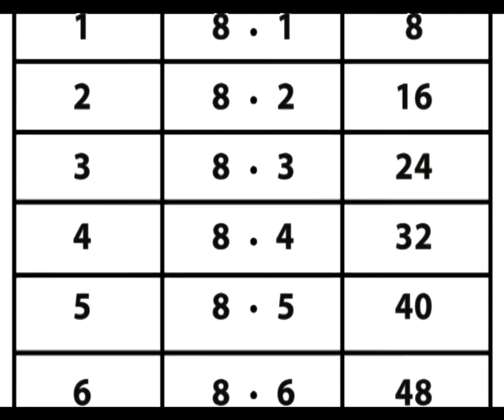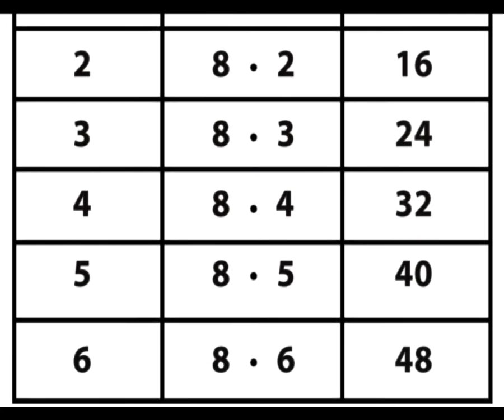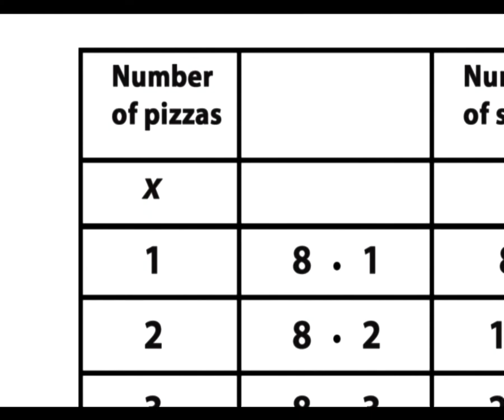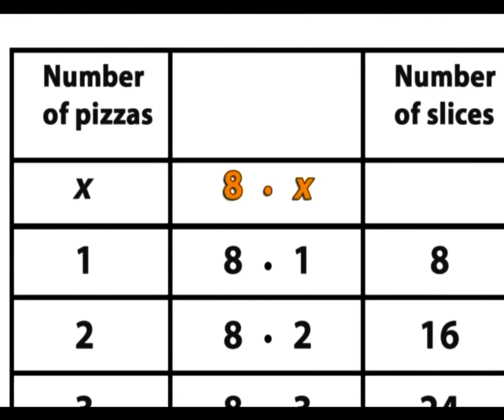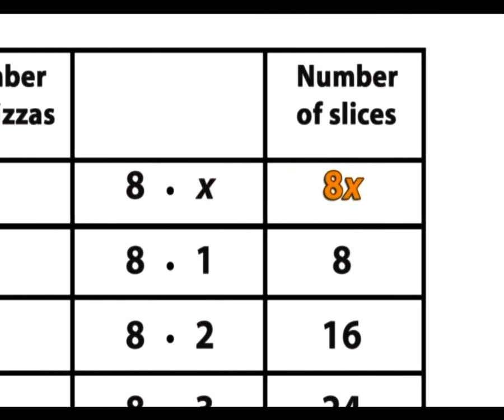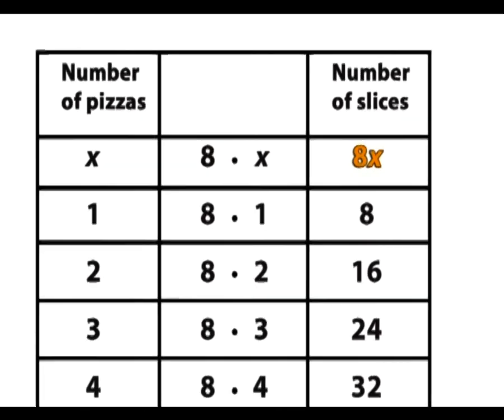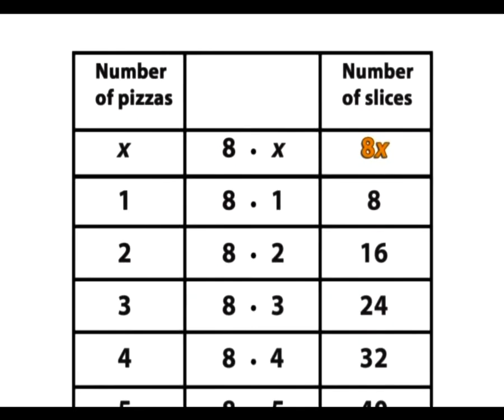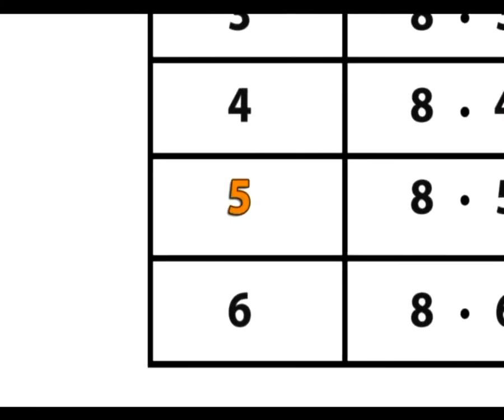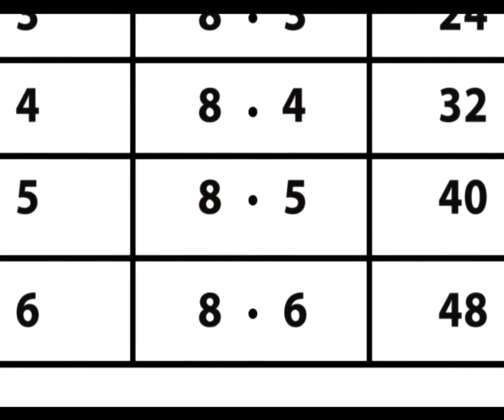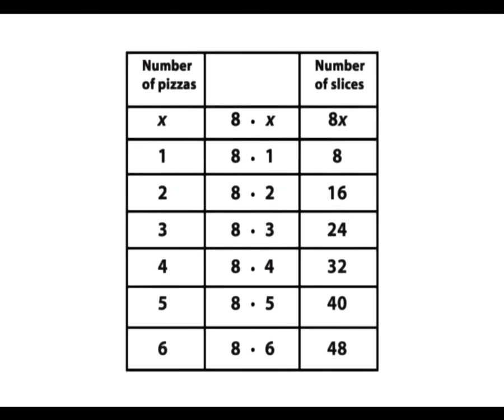Now, it's easy to see what's going on here. If we let the variable x represent any number of pizzas, then we can always multiply that by 8 to calculate the number of slices. 8x is the expression for the total number of slices. If we made 5 pizzas, then x would be 5, and we would have 8 times 5 slices, or 40 slices altogether. Now this is an expression that makes sense, and it confirms what we know should be true. That the total number of slices should be greater than the number of pizzas.